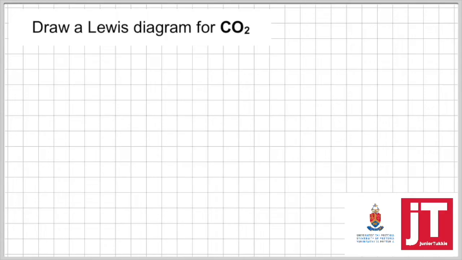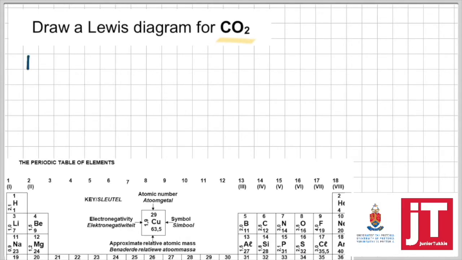In this problem, we are going to be making use of the octet rule in order to draw the Lewis diagram for carbon dioxide. We start off by using the periodic table to determine the total number of valence electrons available to us. Carbon is in group 4 of the periodic table and oxygen is in group 6. So we can add up these valence electrons.